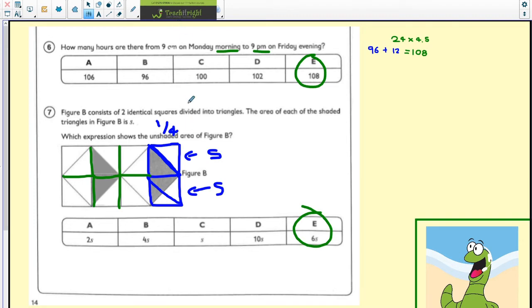So to finish it, 1/4 is 2 S's. So 3/4 is 6 S's.